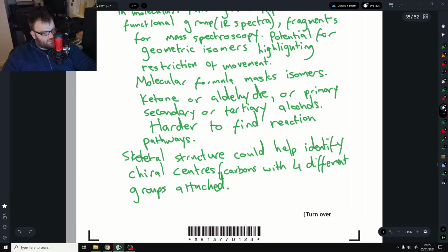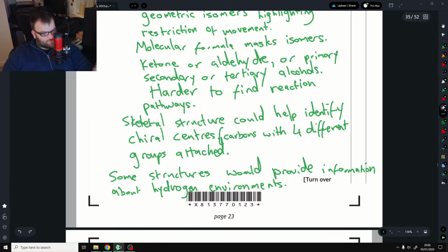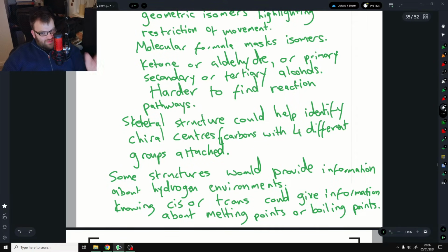The skeletal structure could identify chiral centers, maybe easier than a full structure. So for example, in this one here, that carbon one in from the right hand side has 4 different groups attached, therefore it'd be classed as being a chiral center. That's probably easier to see than in a full structure, perhaps. You could also get some information about the hydrogen environments for your proton NMR, and knowing if something was cis or trans could give you information about melting points and boiling points.